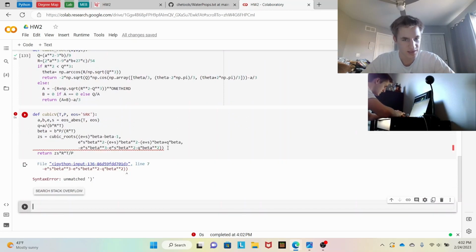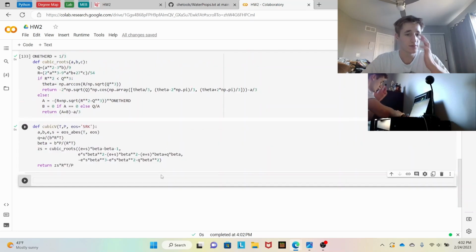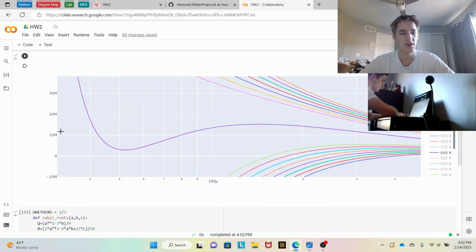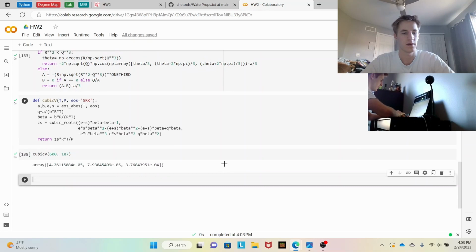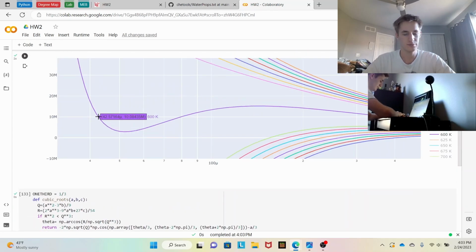And unmatched parenthesis. There we go. Okay. So now if we look at this, we can go with 10 million pascals and 600 Kelvin. So if we do cubic V of 600 Kelvin and 1E7 and default to SRK, all right, we have our three values here. This one is about 42 micrometers cubed.